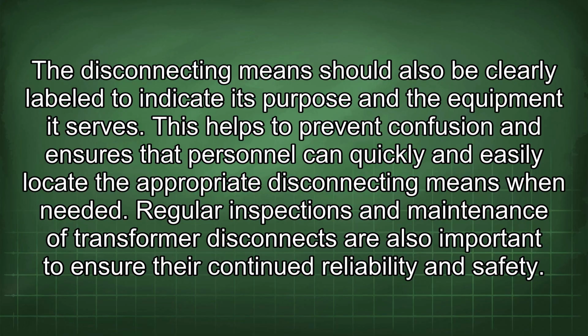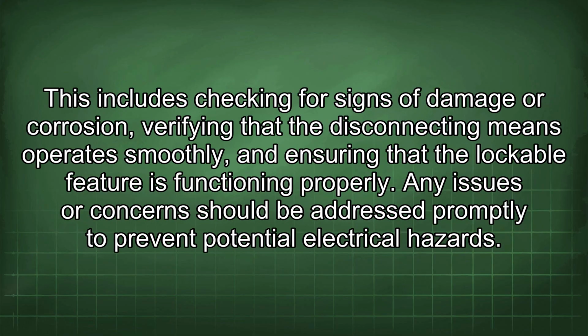This helps to prevent confusion and ensures that personnel can quickly and easily locate the appropriate disconnecting means when needed. Regular inspections and maintenance of transformer disconnects are also important to ensure their continued reliability and safety. This includes checking for signs of damage or corrosion, verifying that the disconnecting means operate smoothly, and ensuring that the lockable feature is functioning properly. Any issues or concerns should be addressed promptly to prevent potential electrical hazards.